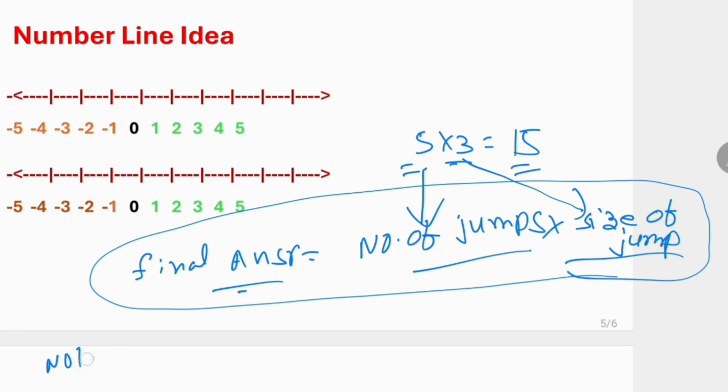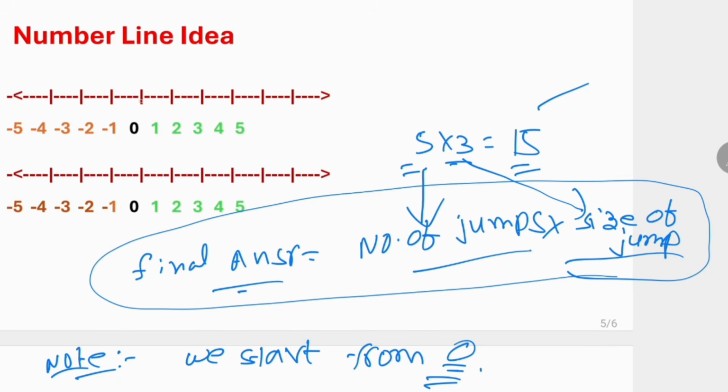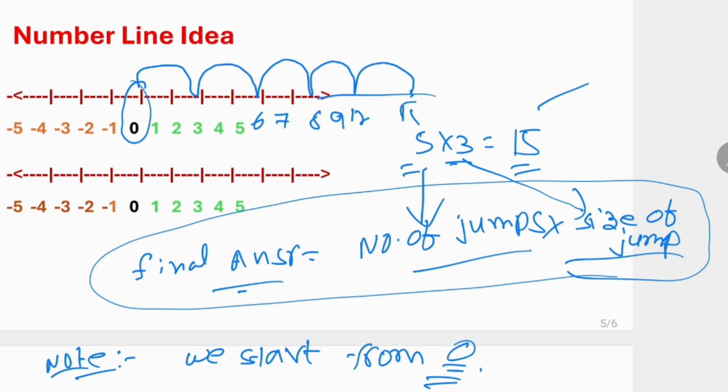Note, on the number line for multiplication, we start from 0. Again I repeat, for multiplication on the number line, we start from 0. In the above example 5 into 3, we start from 0. So 0 to 3, 3 to 6, 6 to 9, 9 to 12, 12 to 15. Is it clear?